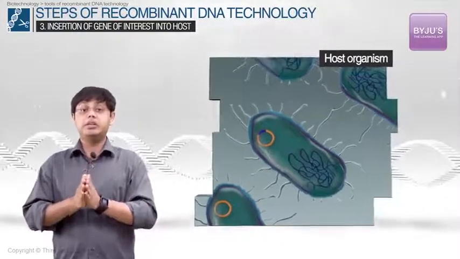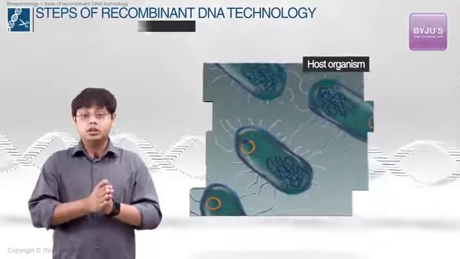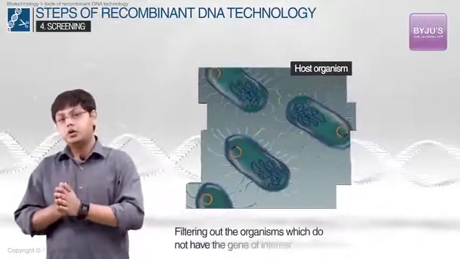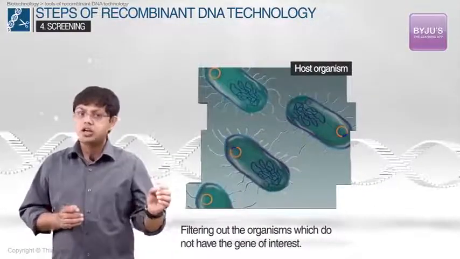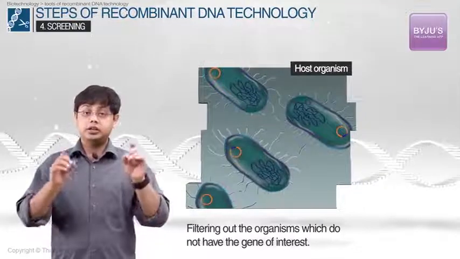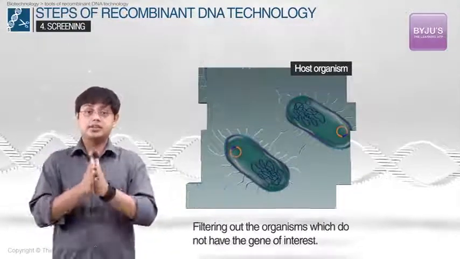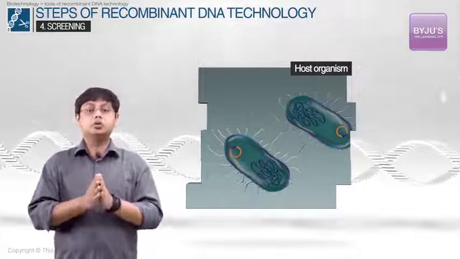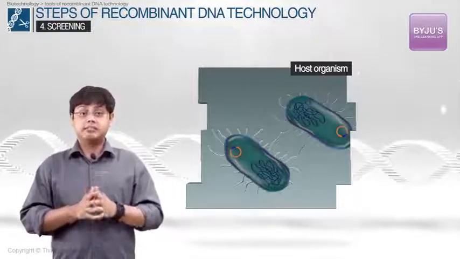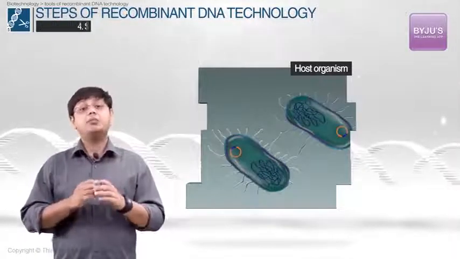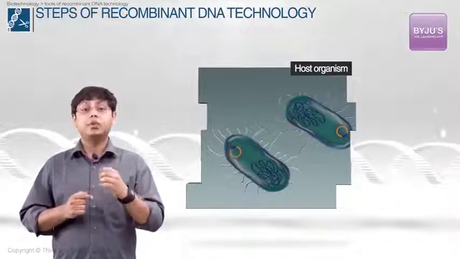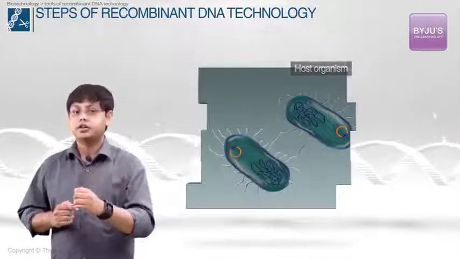This effectively means that we need to have a method of screening or filtering out the organisms which do not incorporate the vector containing the gene of interest. This screening mechanism constitutes step 4. This step is crucial as our main motive is to derive the protein product of the gene of interest.